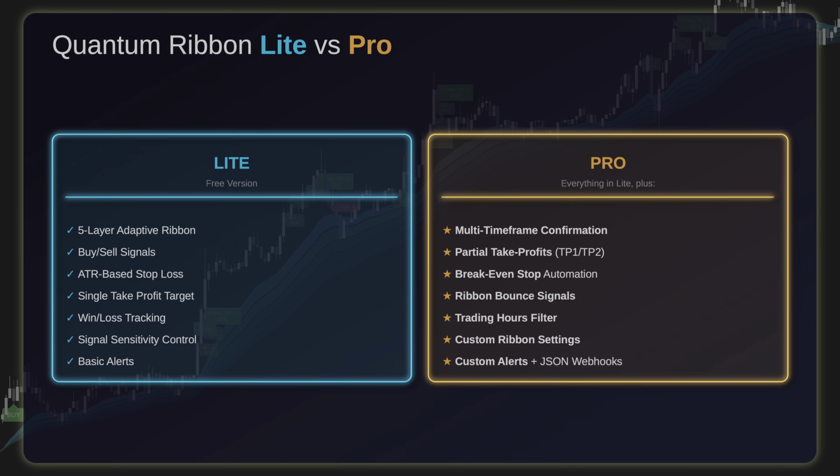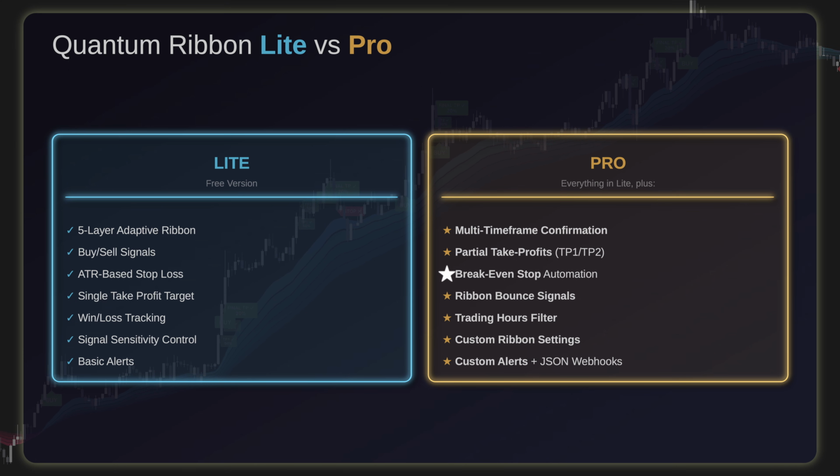7 major additions separate Pro from Lite. Multi-Timeframe Confirmation, partial take profits, break-even stop automation, ribbon bounce signals, trading hours filter, custom ribbon settings, alert customization. Let me break down each one.